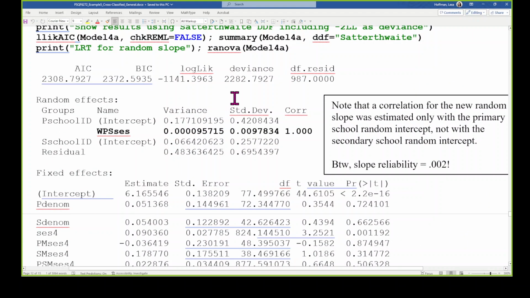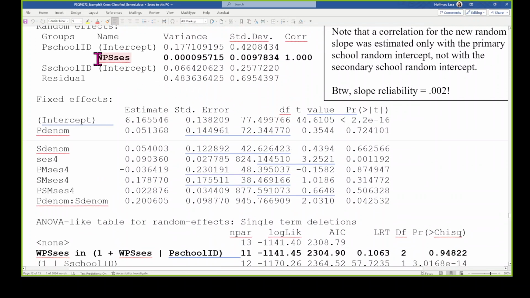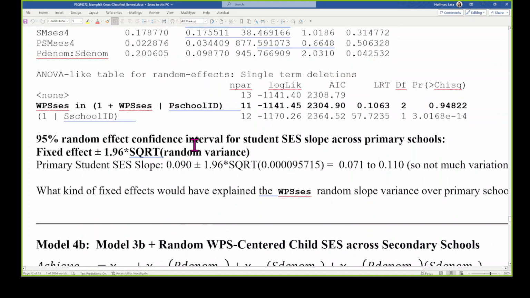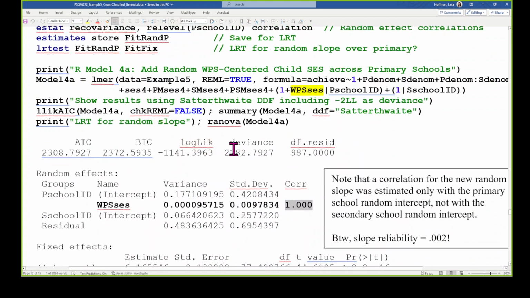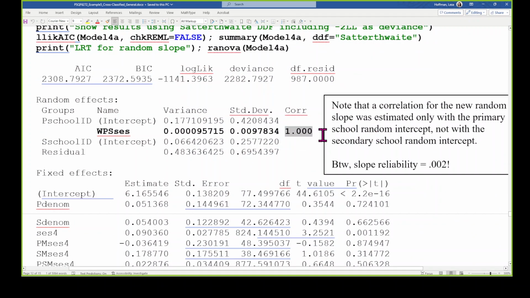This is an equity question, I think. And variance to 0 to like 4 decimal places. And a correlation with the intercept of 1. Both of those are bad. So this time R is like, no, no, no, no, no. And so was Stata and SAS.